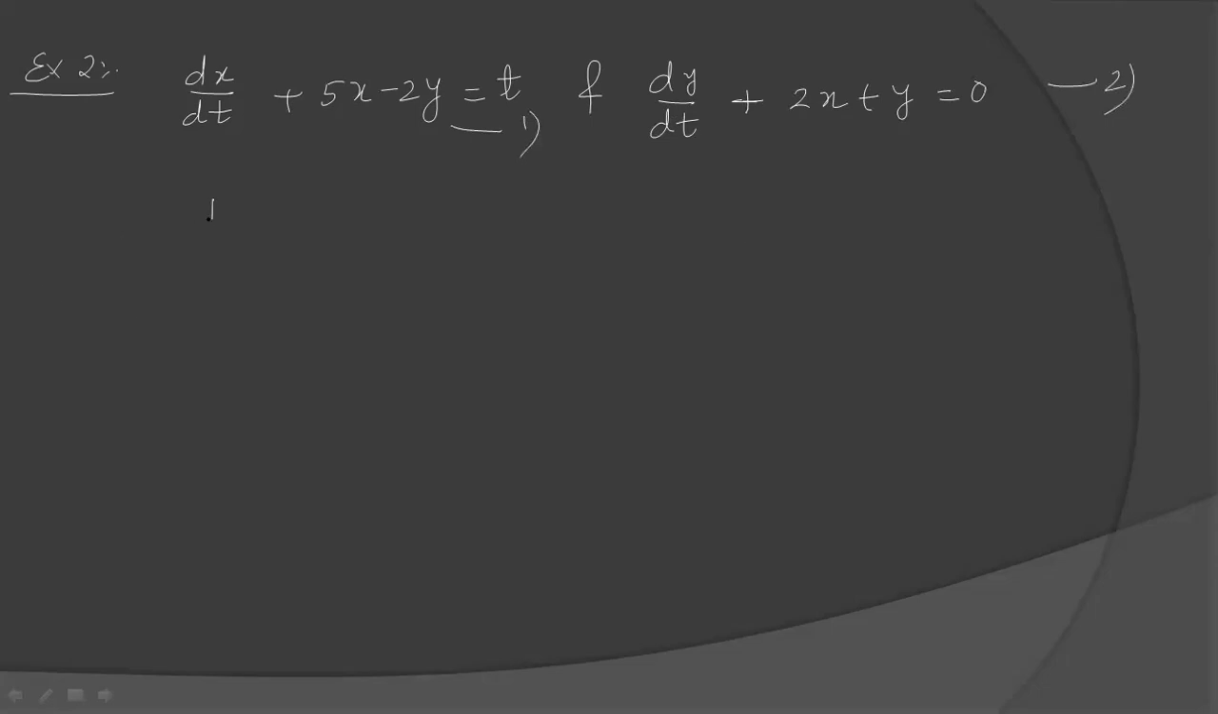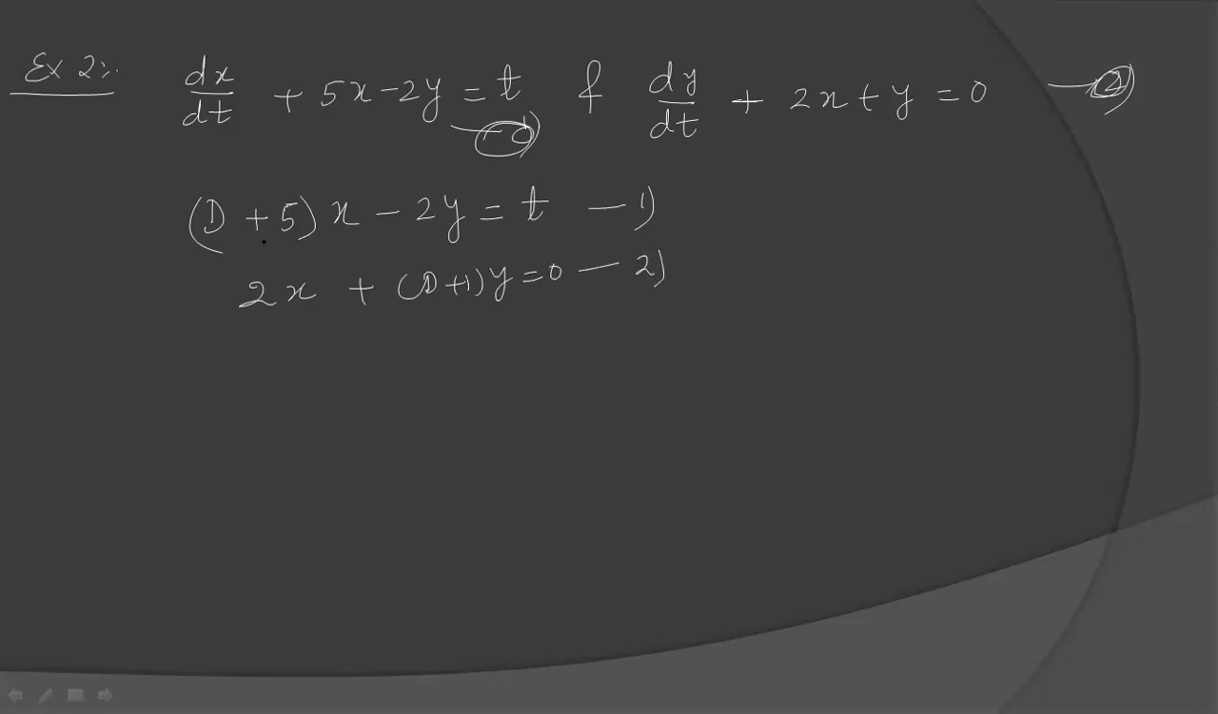So write the equations in operator form. This can be written as (D plus 5)x minus 2y equals t. That is equation number 1. Don't write here. Equation 2, write the x term first: 2x plus (D plus 1)y equals 0. This is equation number 2.